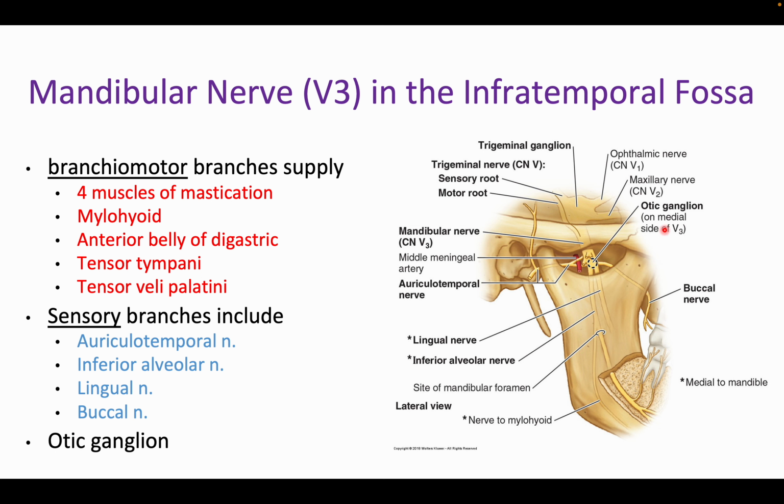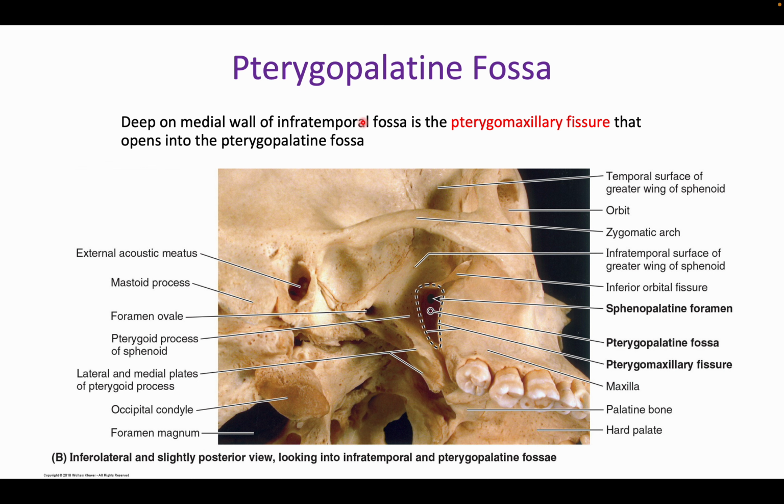Okay, now let's move on to the Pterygopalatine Fossa. And so the Pterygopalatine Fossa is located deep on the medial wall of the infratemporal fossa. And so we can see here, this is kind of outlining the pterygomaxillary fissure that is going to be the opening into the Pterygopalatine Fossa. So we recognize all over here, we're in the infratemporal fossa, and on the deep medial wall, we're going to have a pterygomaxillary fissure that's going to travel into the Pterygopalatine Fossa.